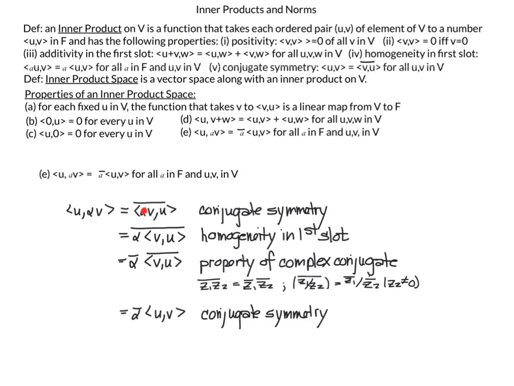This is equal to, we can pull out alpha, the complex conjugate of alpha times the inner product of vu, because of homogeneity in the first slot. Again, that comes from properties of inner products, which is equal to the complex conjugate of alpha times the complex conjugate of vu. And this comes from the property of complex conjugates. And now this is equal to the complex conjugate of alpha times the inner product of uv. And that comes from conjugate symmetry, again, of inner products. And therefore, we have proven this homogeneity property of inner product spaces.